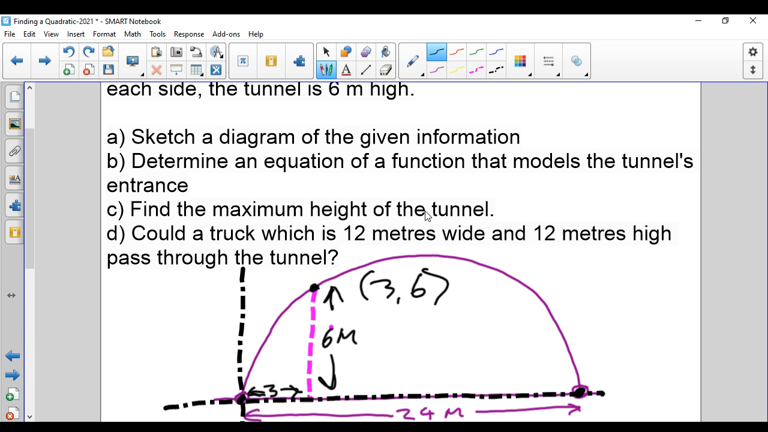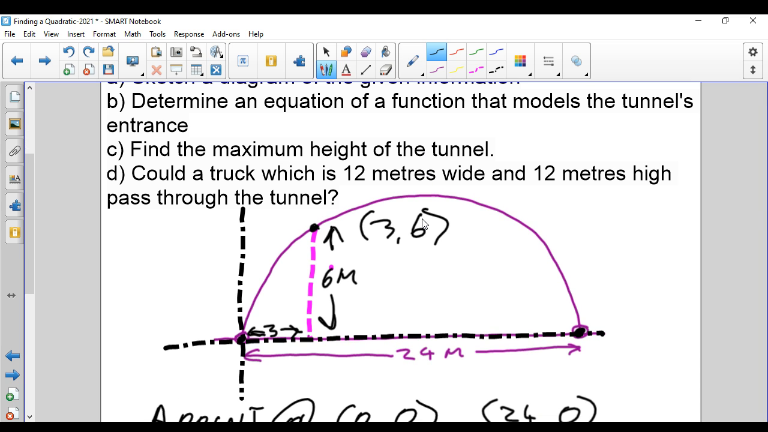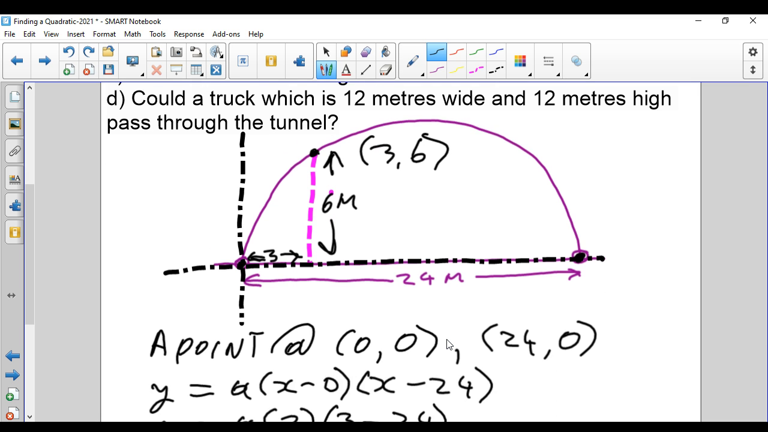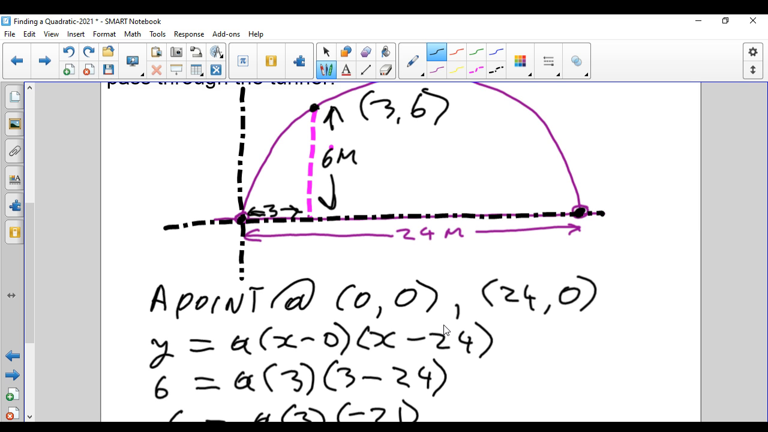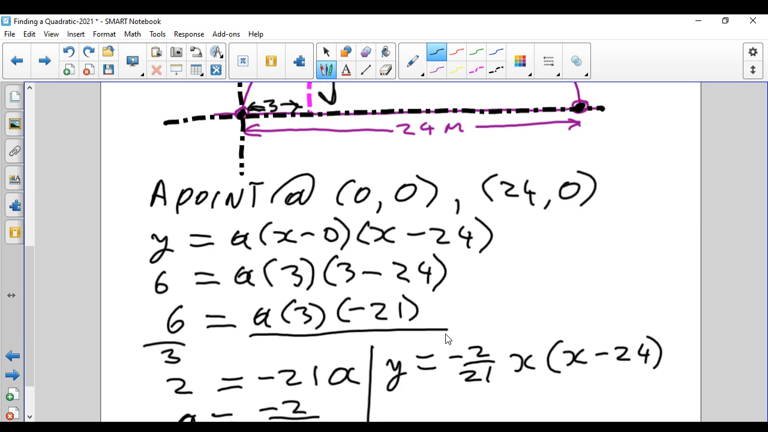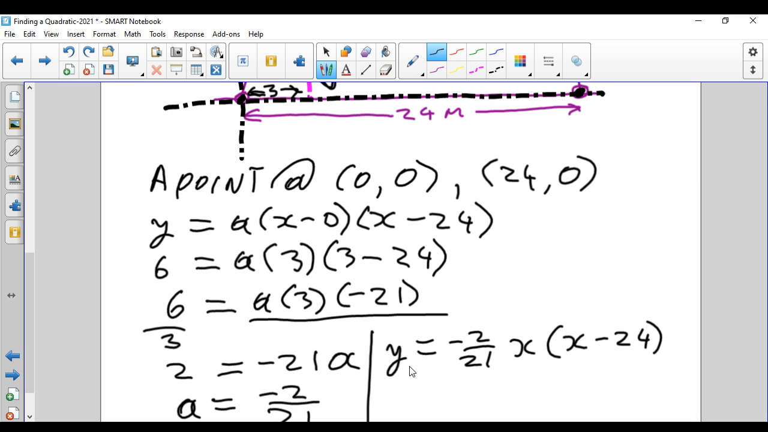Find the maximum height of the tunnel. Well, I'm thinking, okay, we know that for a parabola, the maximum usually occurs right in the center between the two zeros. We have our two zeros. There's one here, there's one here. The middle of these two would be a 12. So it tells me that the axis of symmetry for this function is at 12. If I put that 12 into this function and get my y value, that should be my max height. That should be how high up it goes along the y-axis, which is the max height of this tunnel.